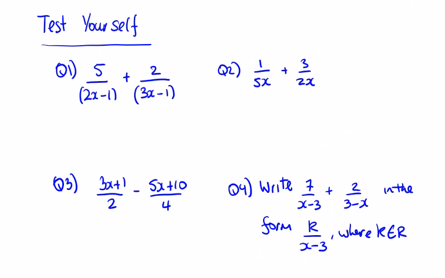Now we're at the test yourself part of algebraic fractions. Hopefully you've practiced them quite a bit and you're confident going into these 4 questions. In question 4, write 7 over x minus 3 plus 2 over 3 minus x in the form k over x minus 3. Don't let this kind of stuff confuse you when you're doing maths. It tells you k is an element of real numbers. So what they're basically telling us is, on the bottom, we're just going to end up with x minus 3.